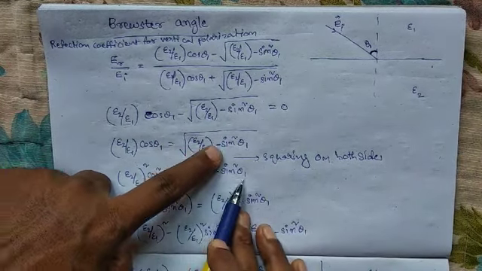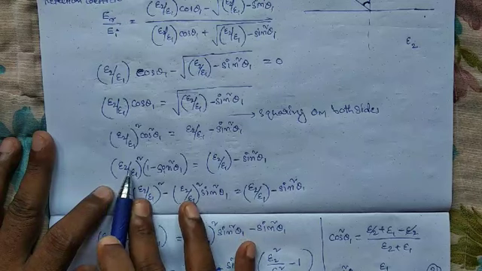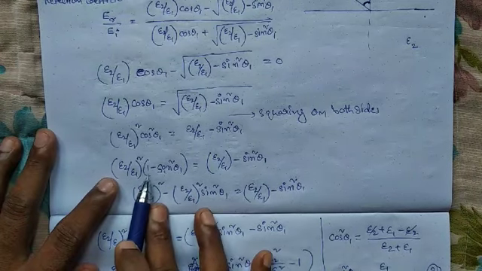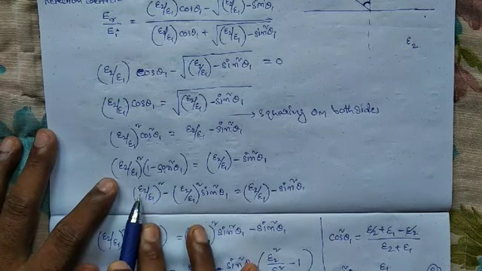Cos square theta 1 is equal to, how to write in terms of sin? 1 minus sin square theta 1. So epsilon 2 by epsilon 1 whole square into 1 minus sin square theta 1 is equal to epsilon 2 by epsilon 1 minus sin square theta 1. Here we are multiplying this term with 1 minus sin square theta 1: with 1 gives epsilon 2 by epsilon 1 whole square, and similarly with minus sin square theta 1 gives minus epsilon 2 by epsilon 1 whole square sin square theta 1, which is equal to epsilon 2 by epsilon 1 minus sin square theta 1.